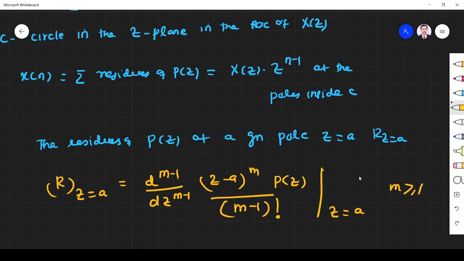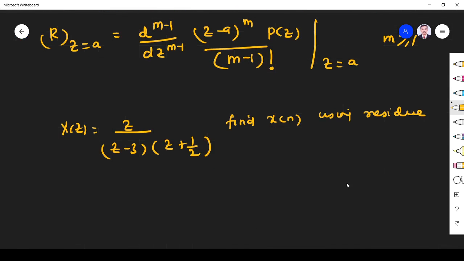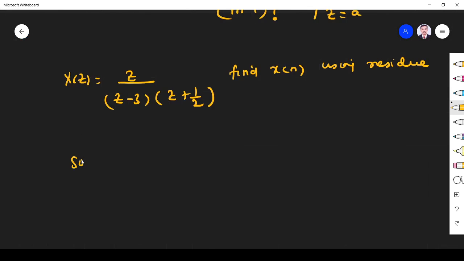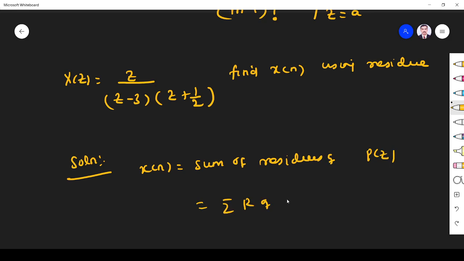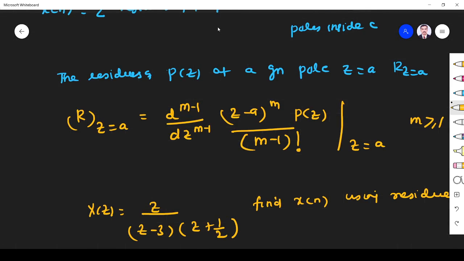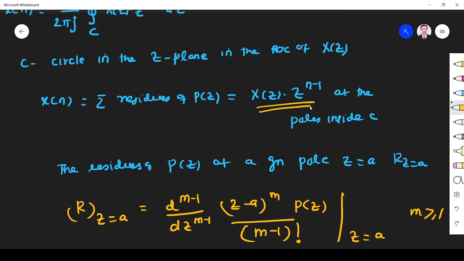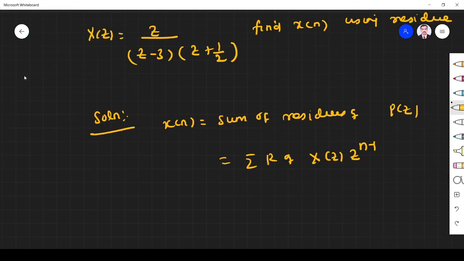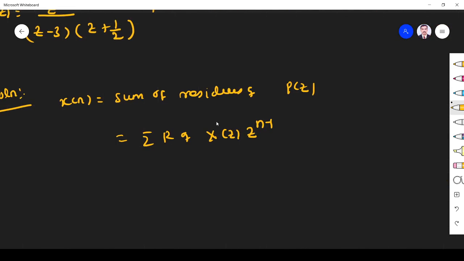First step is the solution. x of n is equal to the sum of residues of P of z. What is P of z? P of z is X of z into z power n minus 1, as I told. So what is X of z? X of z is given in the problem.